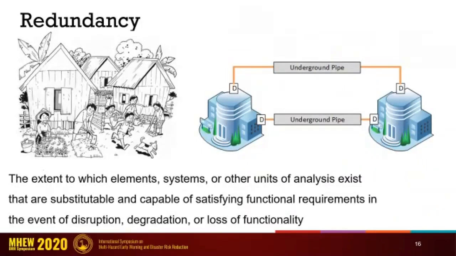Then the fifth factor is redundancy. Redundancy is the extent to which the elements or the subunits of a system are substitutable and capable of satisfying the functional requirements even in the event of a disruption. As you can see, a simple example, you need to have two underground pipes. If one is destroyed, you have another one as a backup during a hazardous situation.